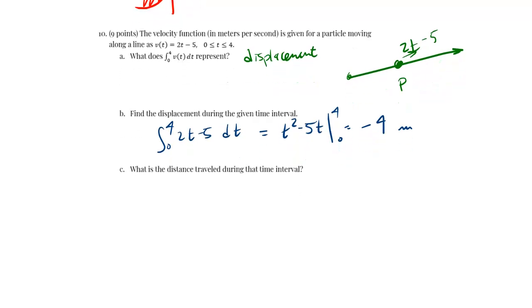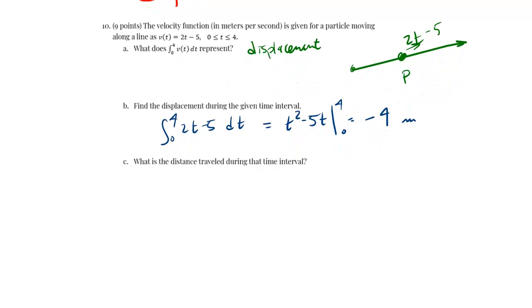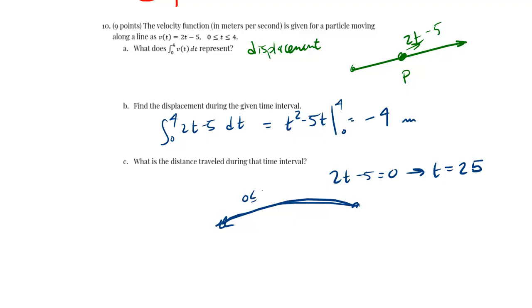And then what is the distance traveled during the time interval? Distance here means the total distance that you traveled. So what happened? For a while, you're traveling to the left. How long was that? Well, that's whenever v of t is negative. So let's think about 2t minus 5. When is that equal to 0? That's equal to 0 when t is 2.5. So for the first 2.5 seconds, you've gone to the left, for t with 0 less than t less than or equal to 2.5.